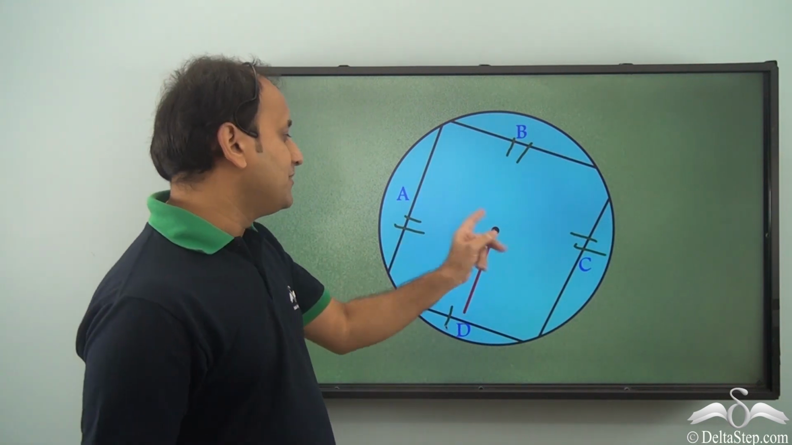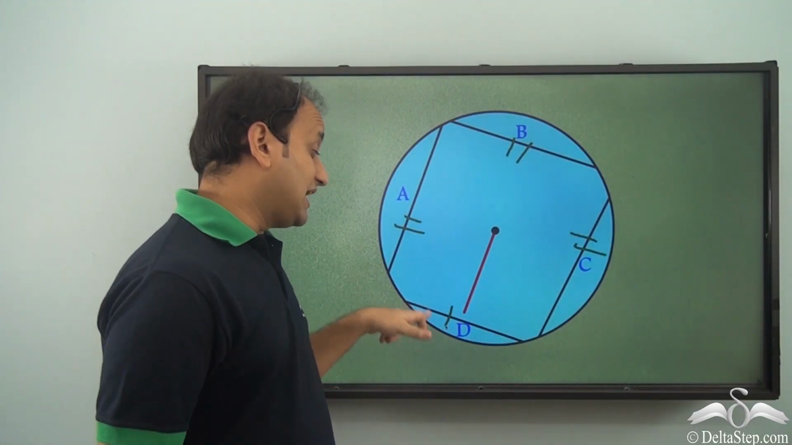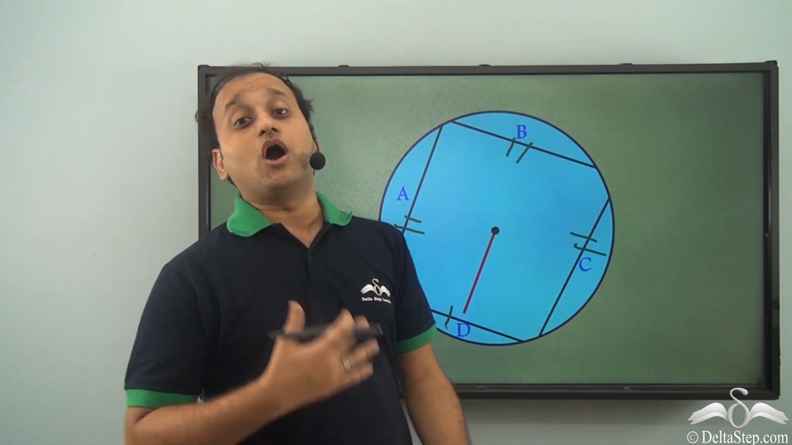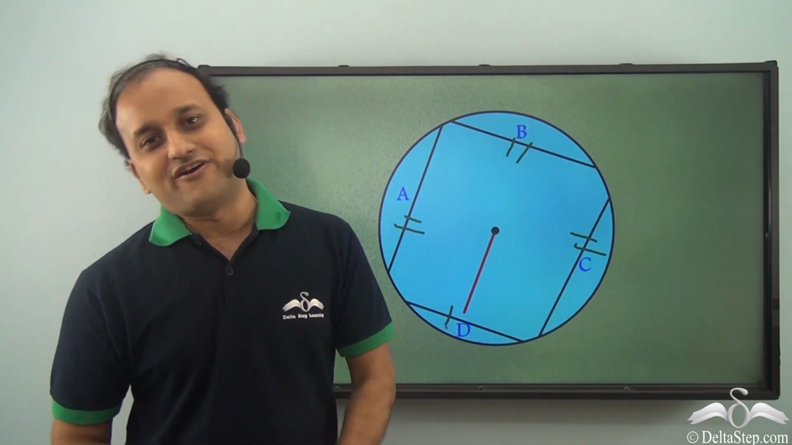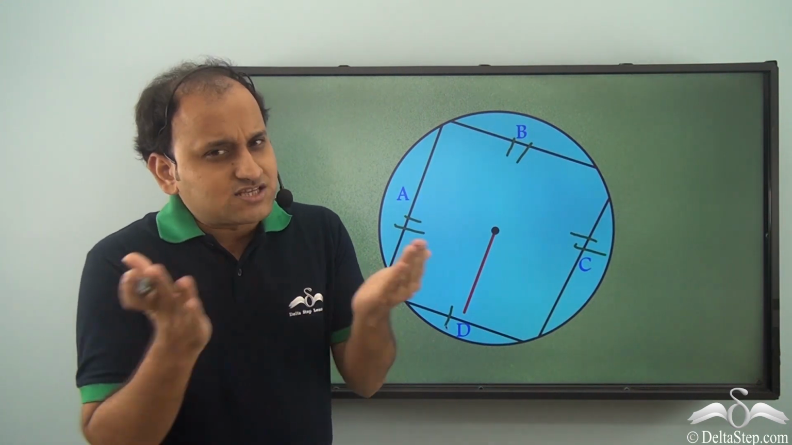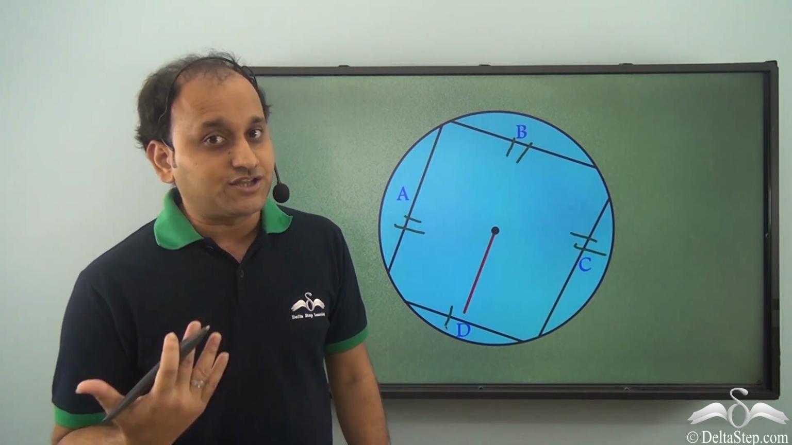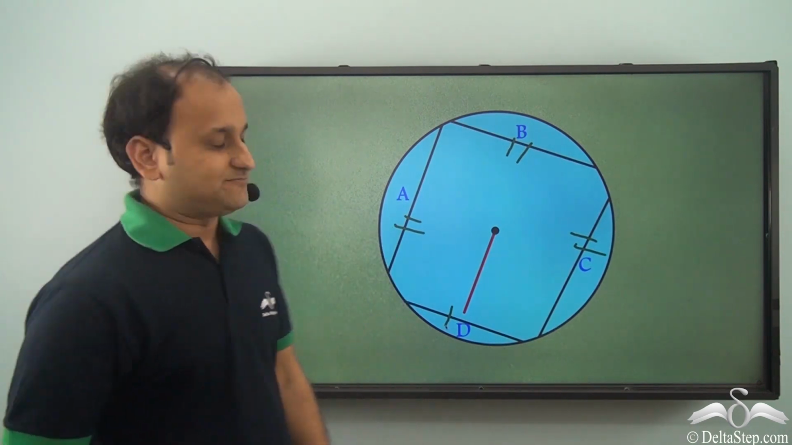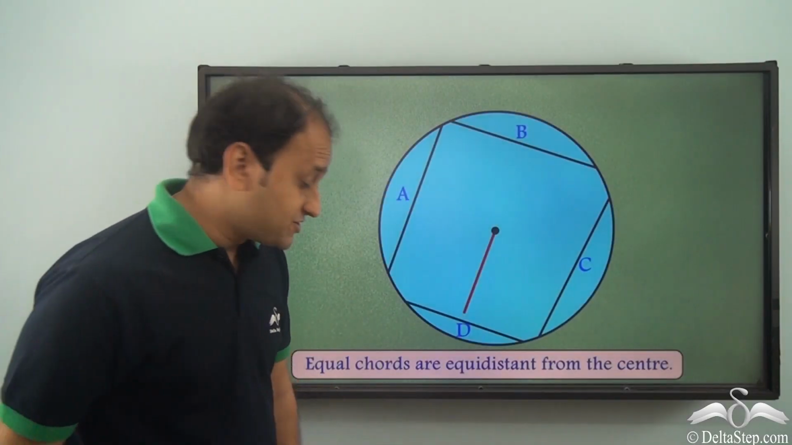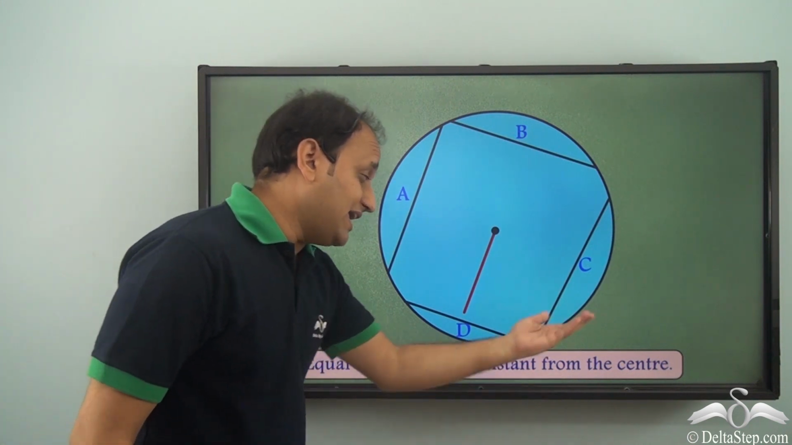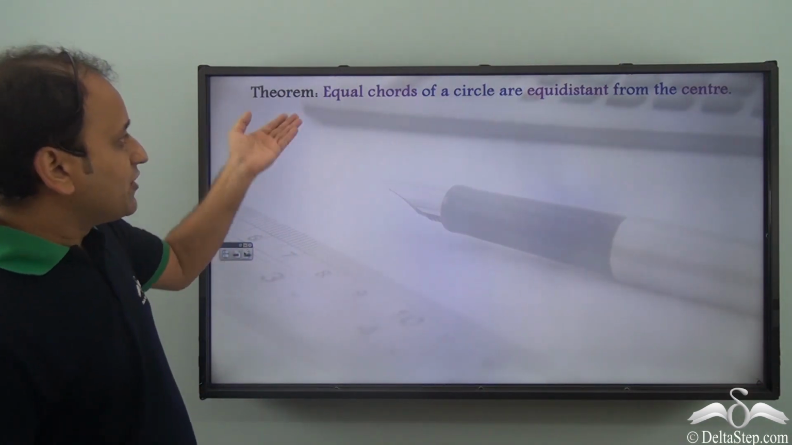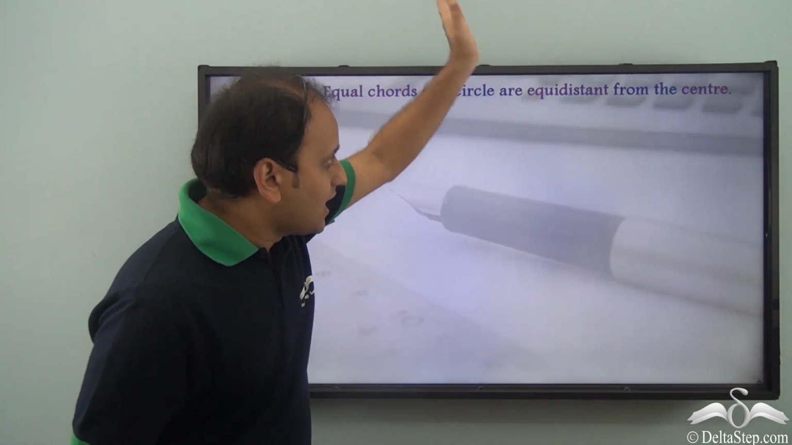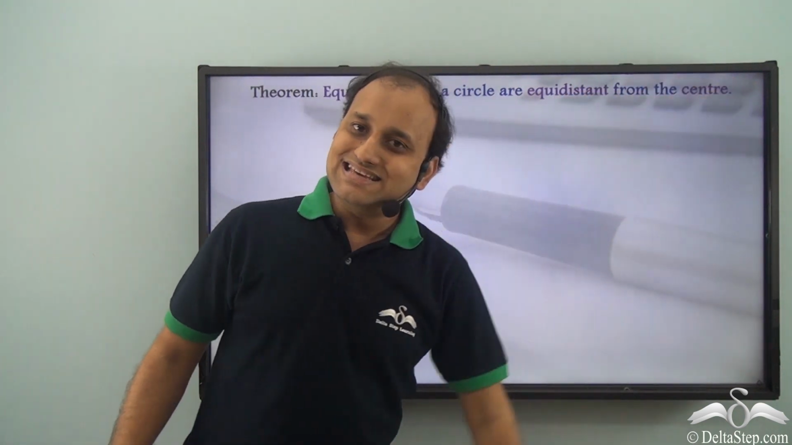It was so easy for him to reach garden A, B and C using the same plank, but when it came to garden D, it was a chord of a different length and its distance from the center was also different. And what do we call this particular property? It's a very important theorem of circles. And the theorem mentions that equal chords are equidistant from the center. So the theorem is: equal chords of a circle are equidistant from the center.